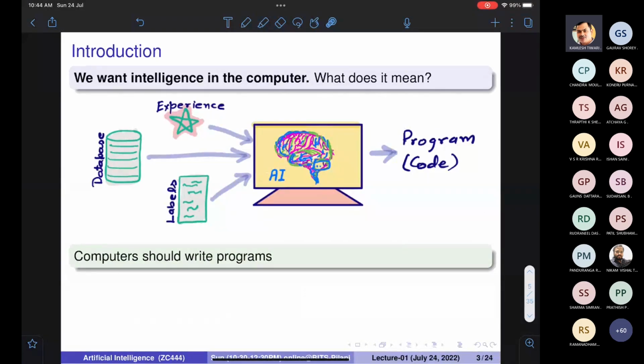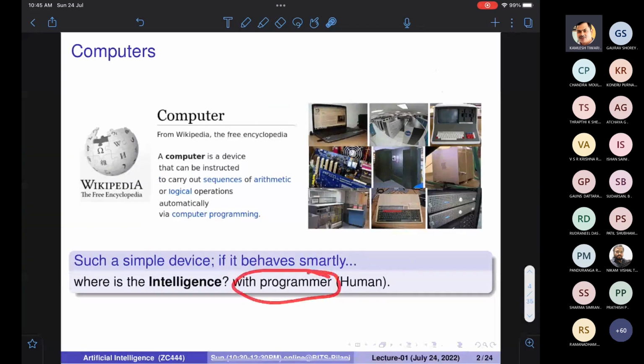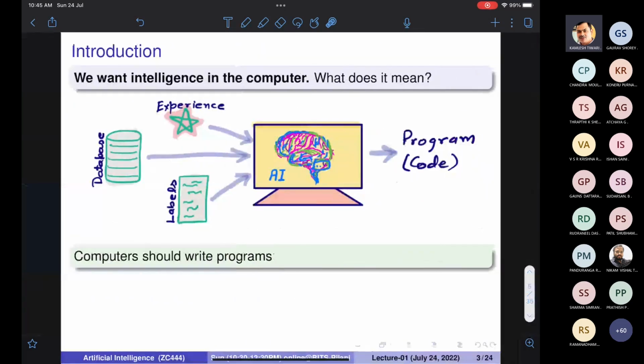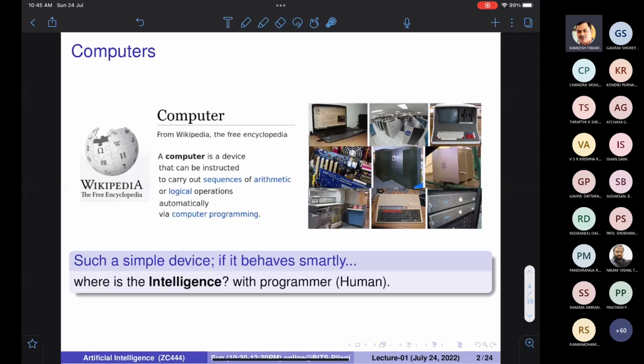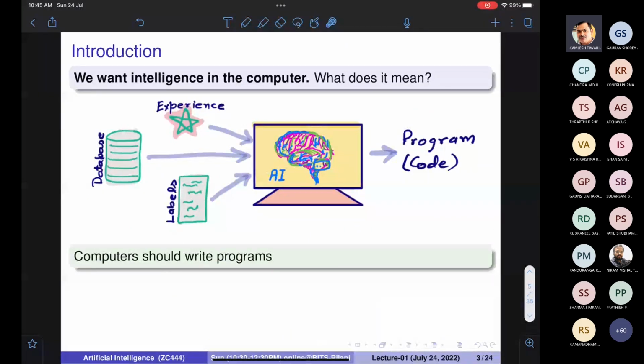But we want the intelligence in the computer. Our idea was, now you understand that if you write some program, then there is no intelligence in the computer. Then what would be the thing when you can tell that the intelligence is inside the computer? The same task, the task of the programmer, if this task can be done by the computer, make sense? Yes, if this task, the task of writing, because the computer can only perform logical and arithmetic operations. So if the task of writing a program can be done by the computer, then we can say that it also has the intelligence.